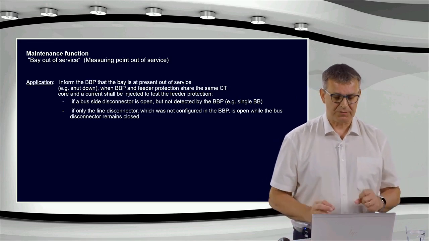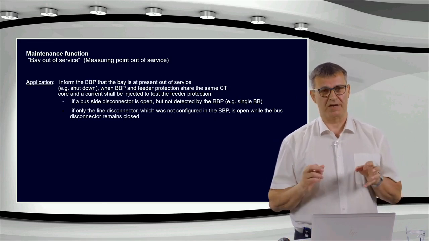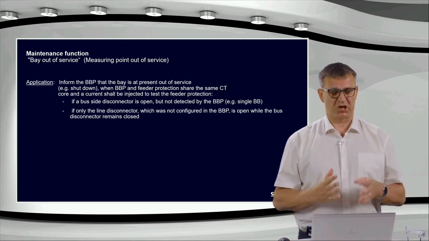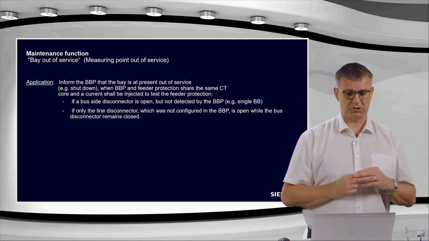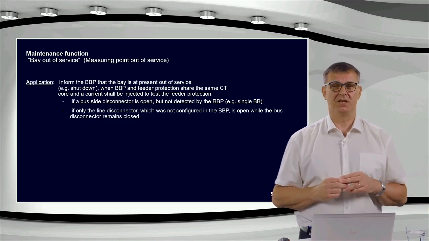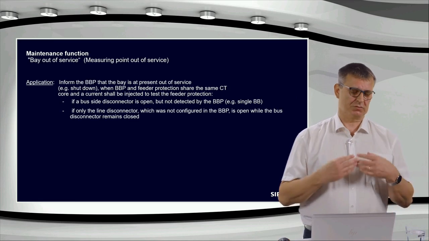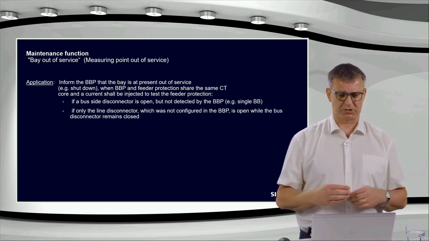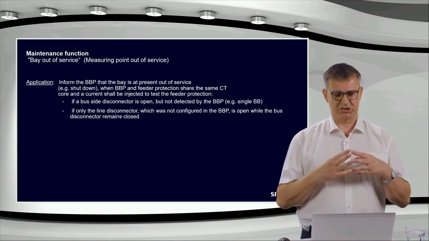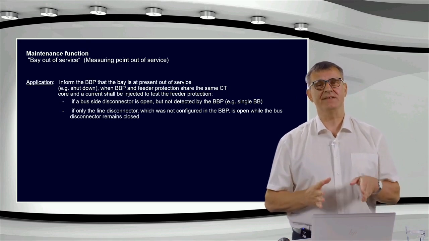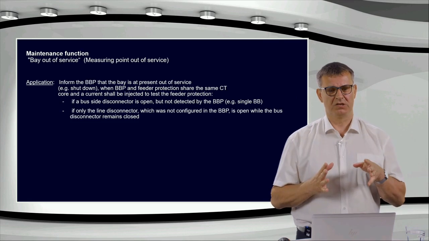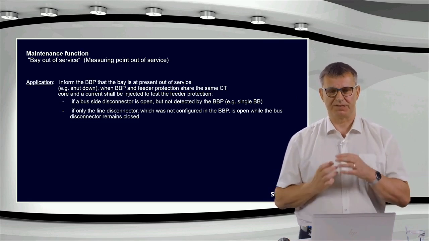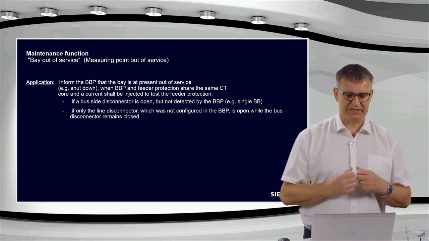A bay out of service we will do if we have a primary CT, and this primary CT is shared between the busbar protection at one side and a feeder protection. Anyhow, it could be an overcurrent protection, a line differential protection, or anything. And this CT is shared. And we want to test, in this case, the feeder protection device, the line protection device, by injecting current.